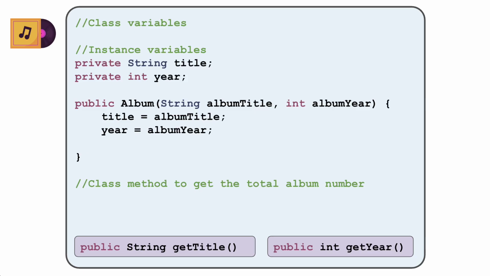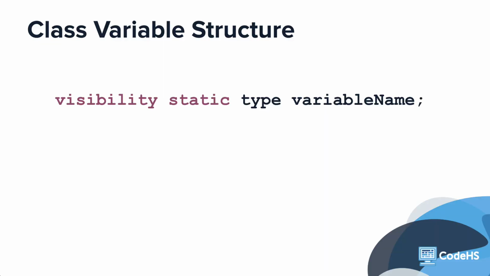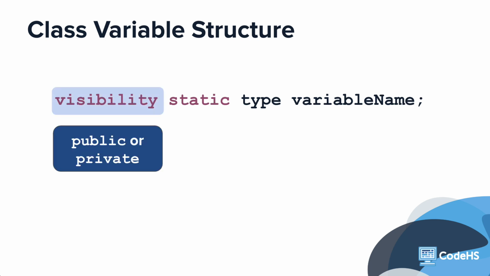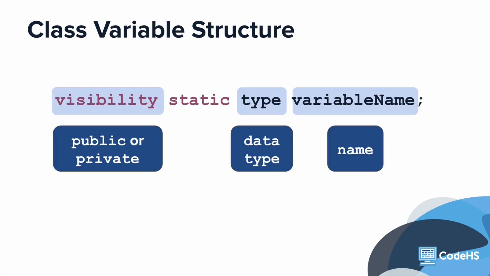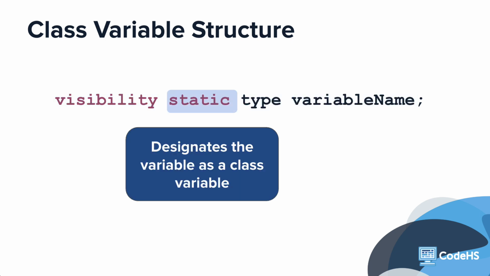Right now, there are two instance variables, title and year, a constructor, and two instance methods. These will all belong to the album objects that are created from this class. Let's now take a look at the structure of a class variable. You declare a class variable in almost the exact same way as an instance variable. You include the visibility, data type, and variable name. The only difference is the additional keyword static. The keyword static designates the variable as a class variable.